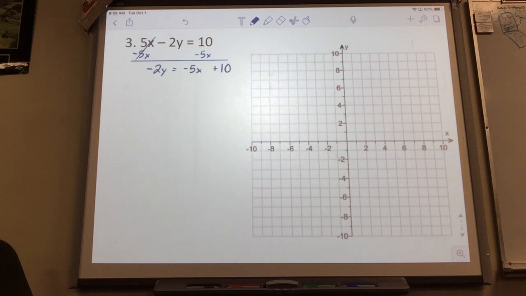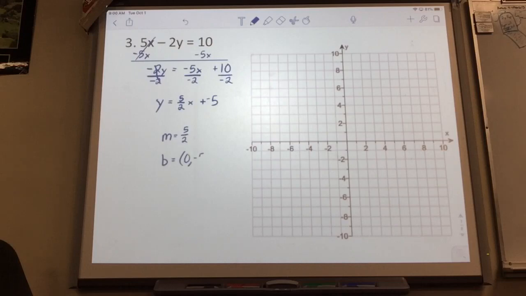We got to get rid of that negative 2 that's next to that y. So divide both sides, every part, by a negative 2. That cancels. So y equals, the negatives cancel out. So we can make this a positive fraction now. So 5 over 2x. And then 10 divided by negative 2 is a negative 5, or a plus negative 5. I'll do it your way. Plus negative 5. Okay, what's my m? 5 over 2.